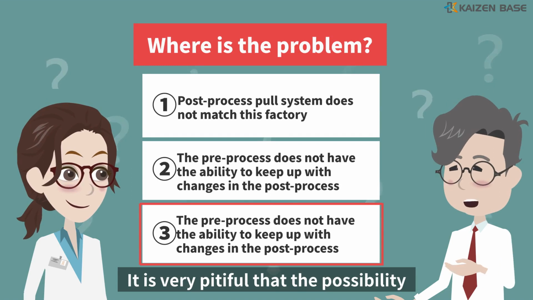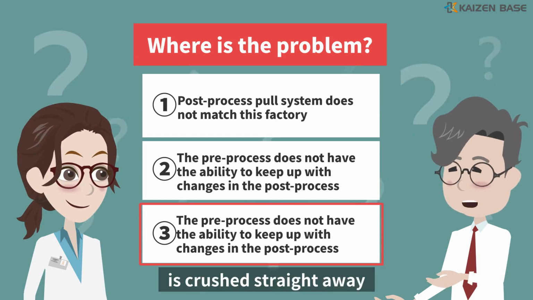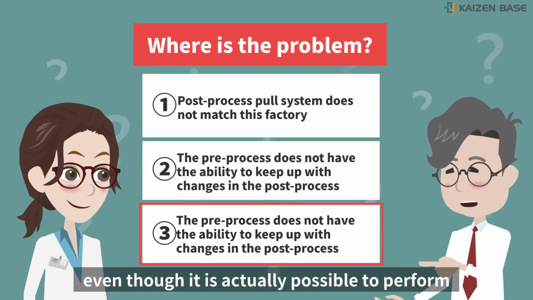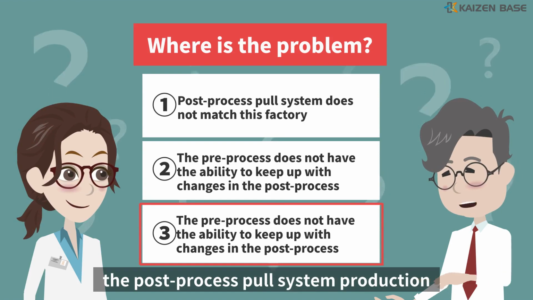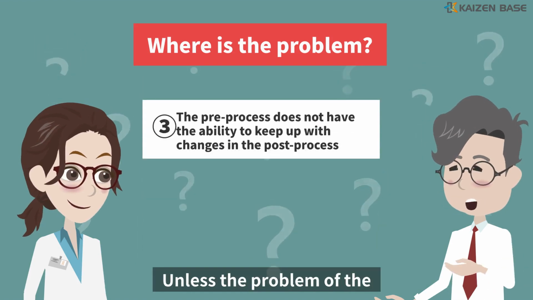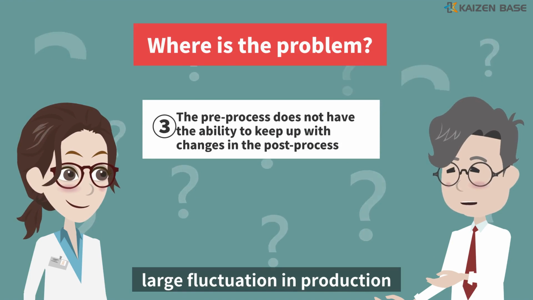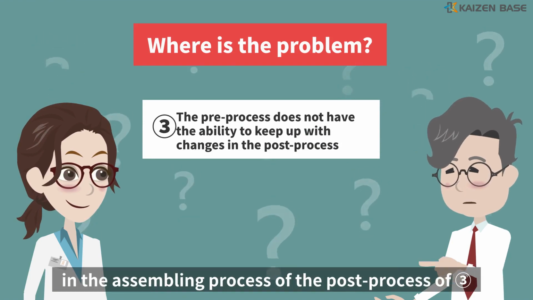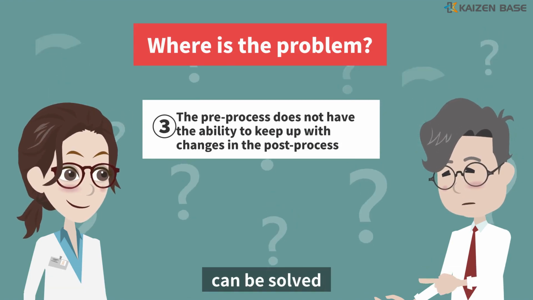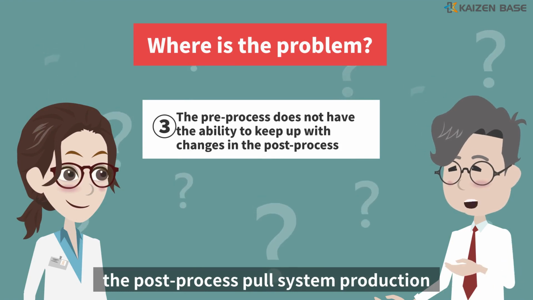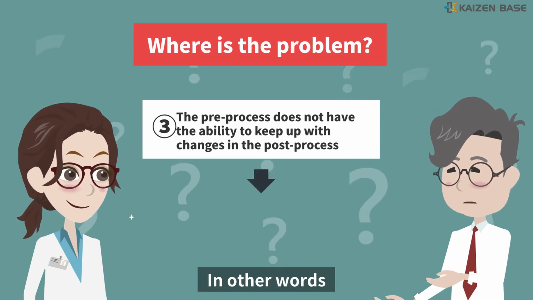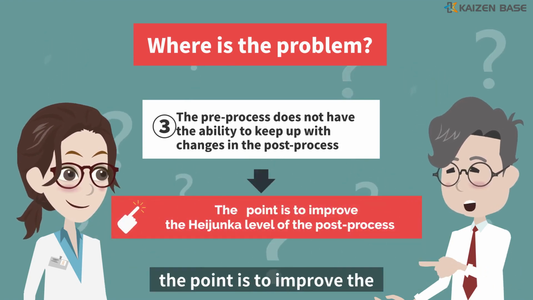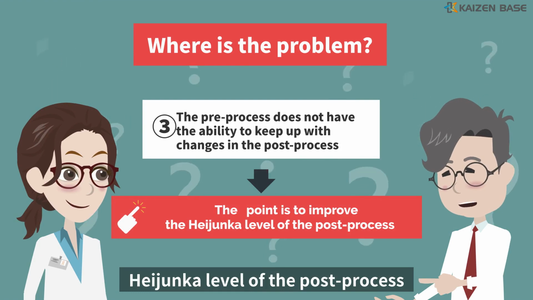It is very pitiful that the possibility is crushed straight away even though it is actually possible to perform the post-process pull system production. Unless the problem of the large fluctuation in production in the assembling process of the post-process of 3 can be solved, the post-process pull system production cannot be realized. In other words, the point is to improve the Heijunka level of the post-process.